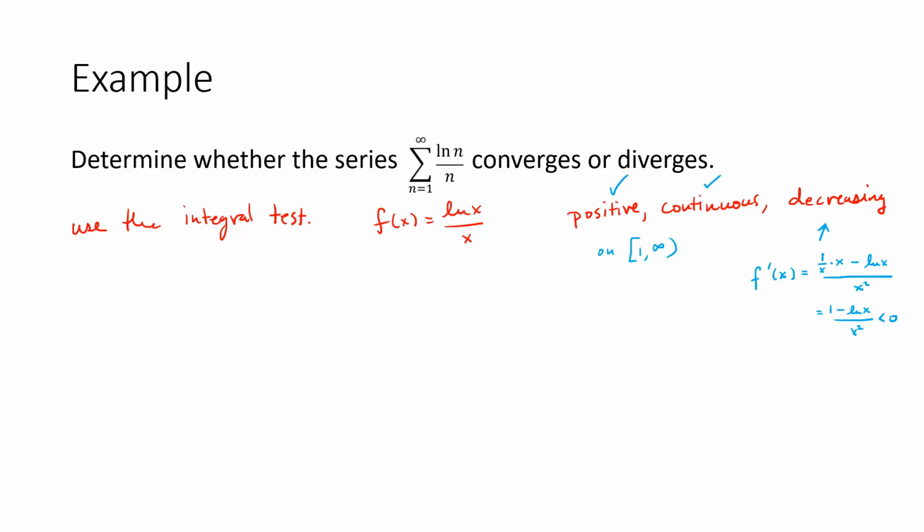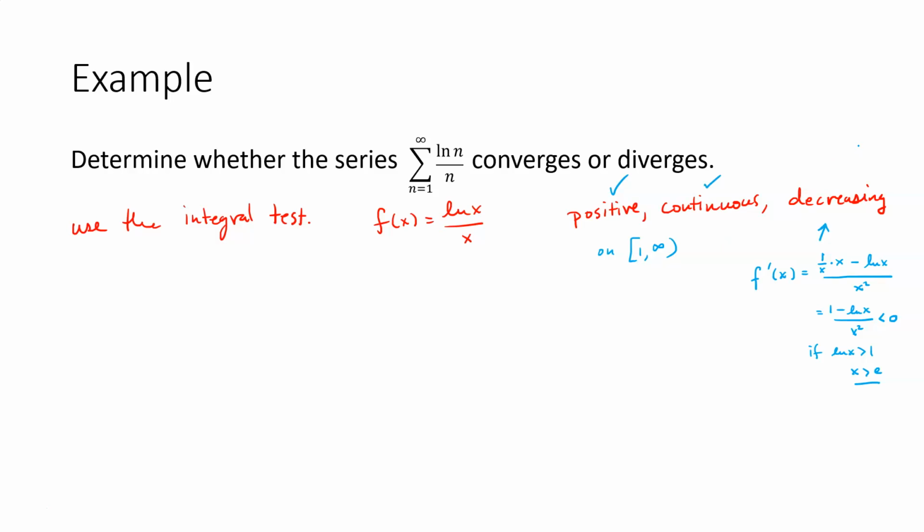And we see that this will be negative as long as ln x is greater than 1, which means that if ln of x is greater than 1, then x is greater than e. So it will be decreasing, but actually it starts decreasing after e. So from 1 to infinity would not be decreasing the whole time, but only for x greater than e. So in this case, it would be decreasing from 3 to infinity. But that's okay, as long as it's eventually decreasing.